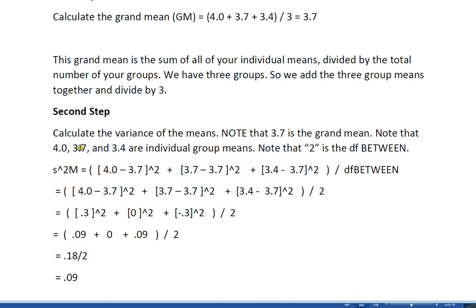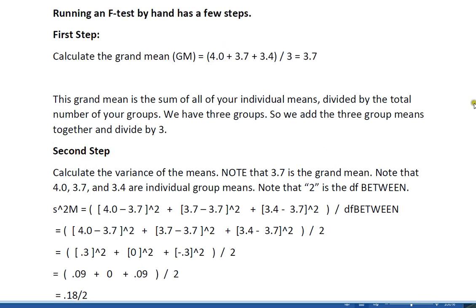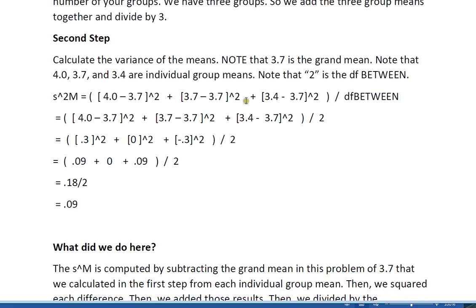So in this case, the variance of means, which we'll call s squared m, comes out to 0.09. It certainly cannot be negative. That would be impossible. All right, so what have we done so far? First, we calculated the grand mean, which was the average of all the means. Then we took that grand mean and we subtracted it from each individual sample mean in our data. We then squared the value. We added them all up, and we divided by the degrees of freedom between, which is 2 in our case.